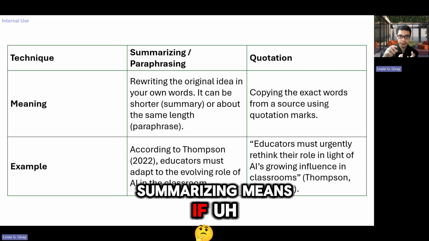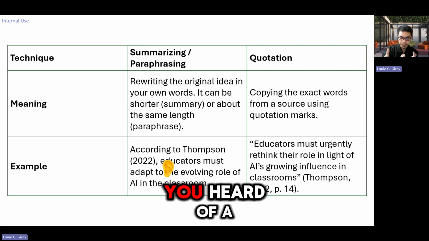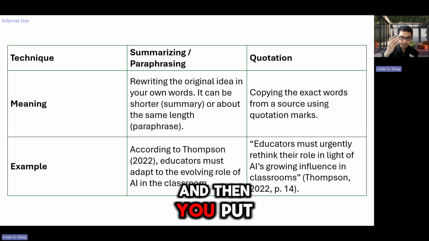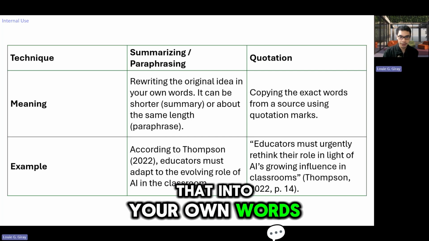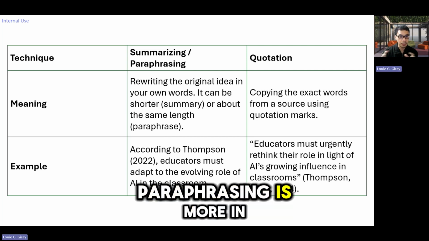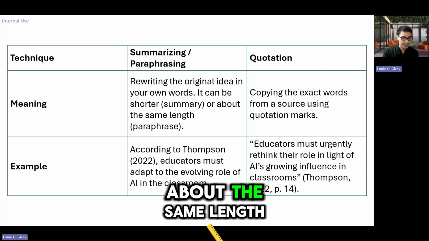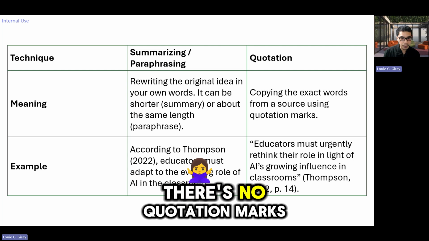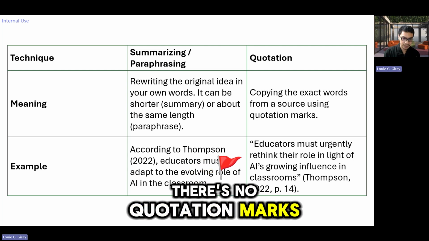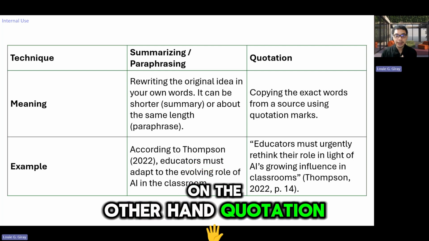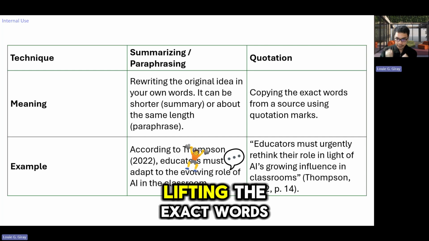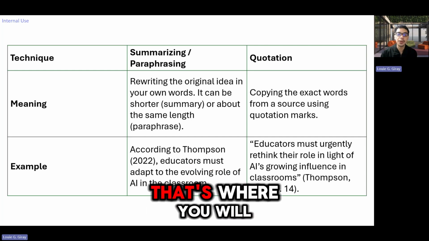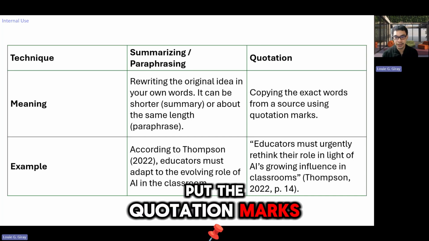Summarizing means if you heard of a big idea, you saw a big idea, and then you put that into your own words, and that's summarizing. Paraphrasing is more on the specific ones, about the same length. And as you see in the example, there are no quotation marks. On the other hand, a quotation is exactly lifting the exact words coming from the source. And there you go, that's where you will put the quotation marks.